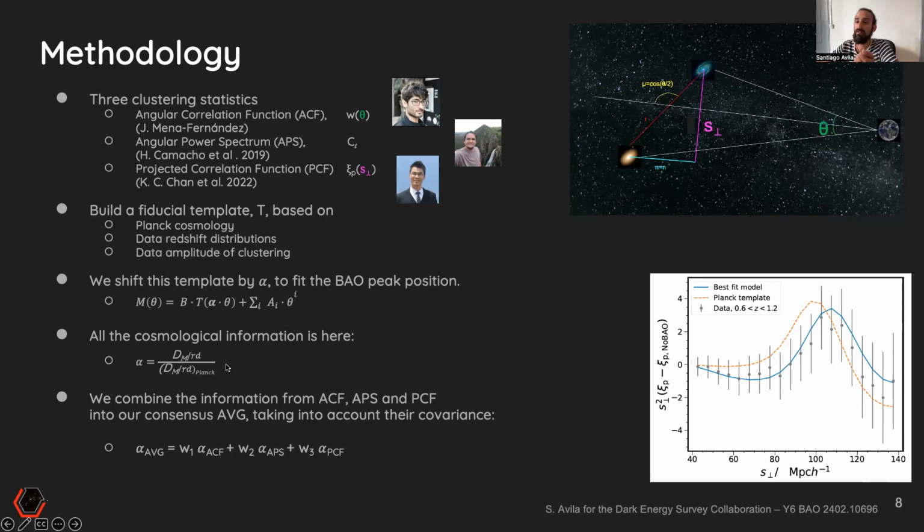So if alpha is 1, basically we recover something compatible with Planck cosmology. And eventually we combine the information from the three measurements together, taking into account the covariance, in what we call the average.